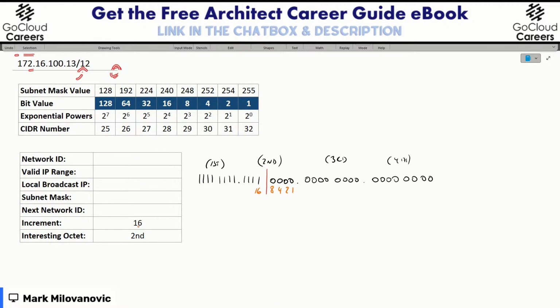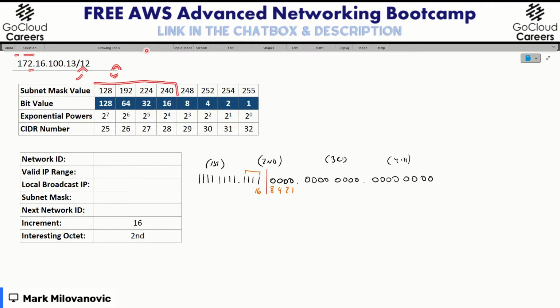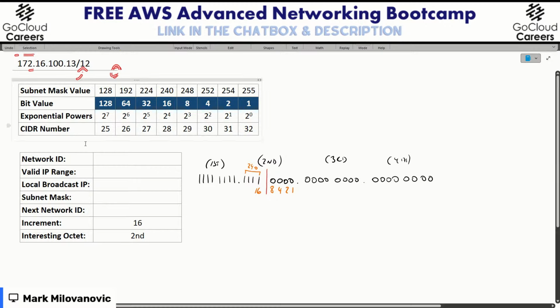Or what I can do is immediately jump towards figuring out what my subnet mask in dotted decimal is, which would include me adding these 4 bits together. And if we go back here on top, if I add 4 bits together, I get the number 240, and it tells me my bit value is 16. And that will be my increment. Okay? So that will be 240. Correct. That will be my actual mask.